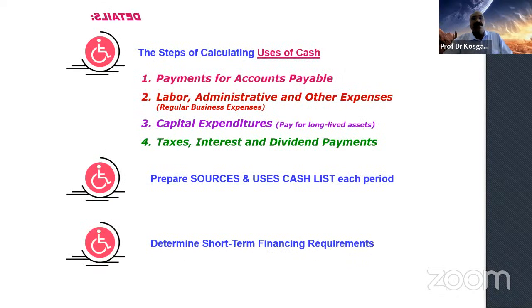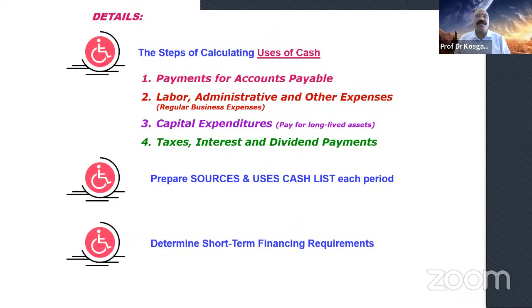Steps in calculating uses of cash. Payments for accounts payable. Why do you need money for the business? You may say expand, okay, but immediately you need to pay your people, whomever you have borrowed from, from whom you have purchased for your business, payable from the company point of view. Labor, administrative expenses, other expenses, salary. Okay, capital expenditures, pay for long-lived assets, taxes, interest, dividends, payments.